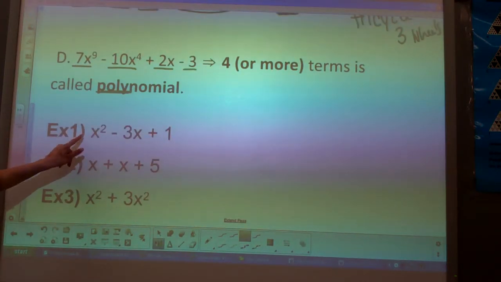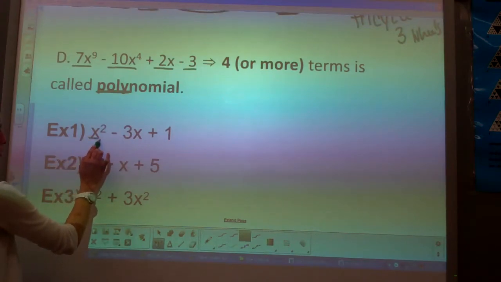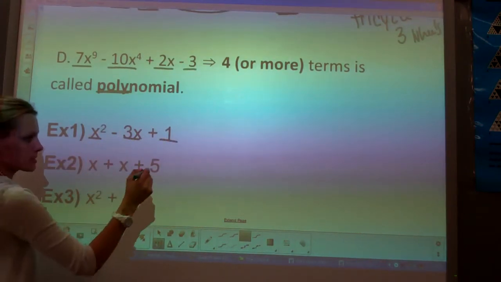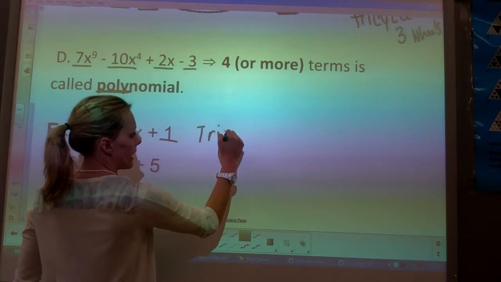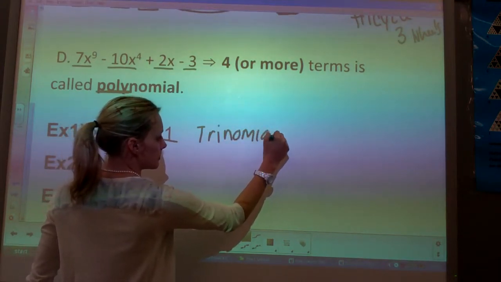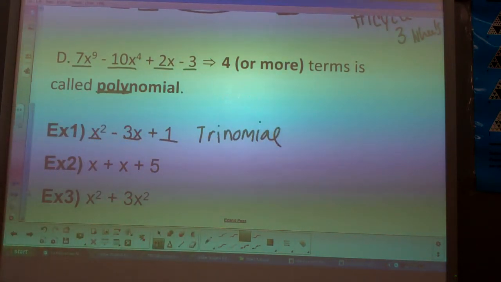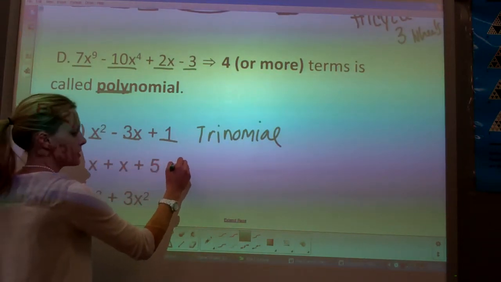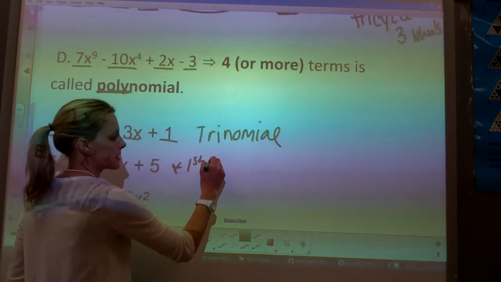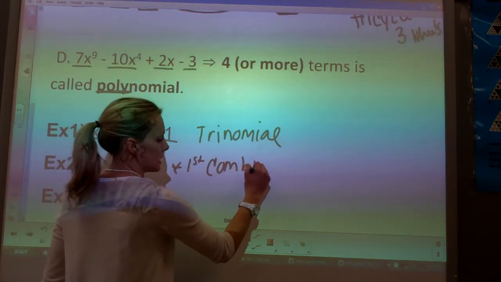So let's see, for example 1. We have 1, 2, 3 terms. So this is a trinomial. For example 2, first you need to combine like terms and then we'll name it.